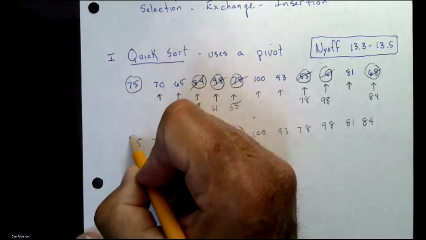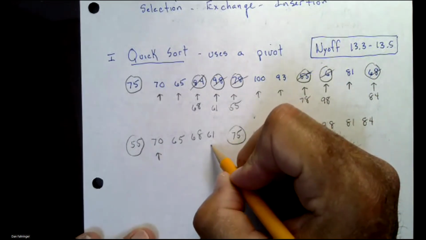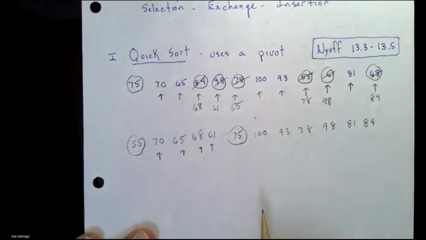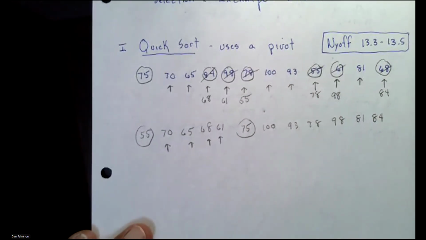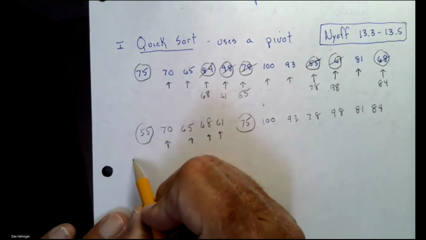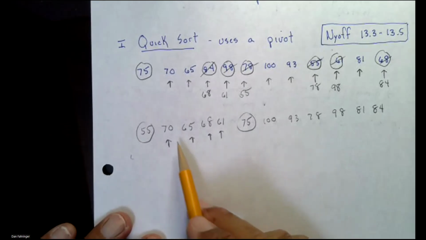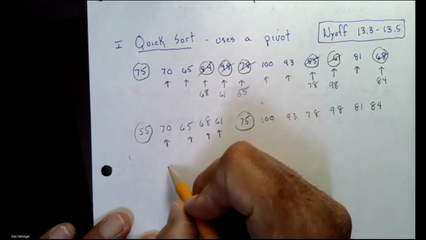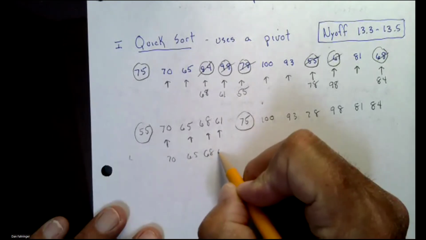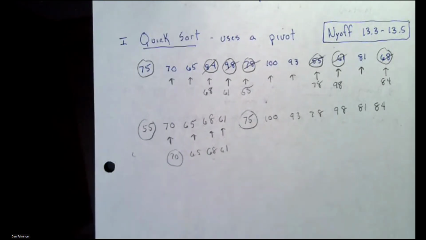Okay, so now I have 55. Is this bigger? Yes. So I go to the end. Is this smaller? No. Smaller? No. Smaller? No. I'm done. 55 is in the right spot. So now my left would be nothing. My right would be these numbers: 70, 65, 68, 61. The left is done. I select a new pivot and I go again.